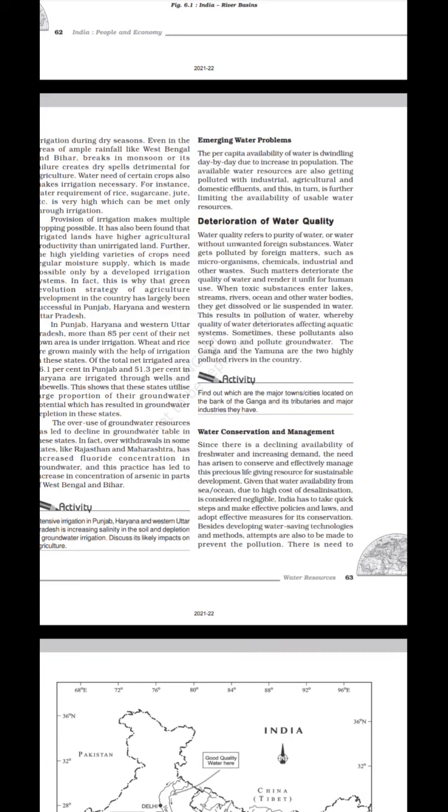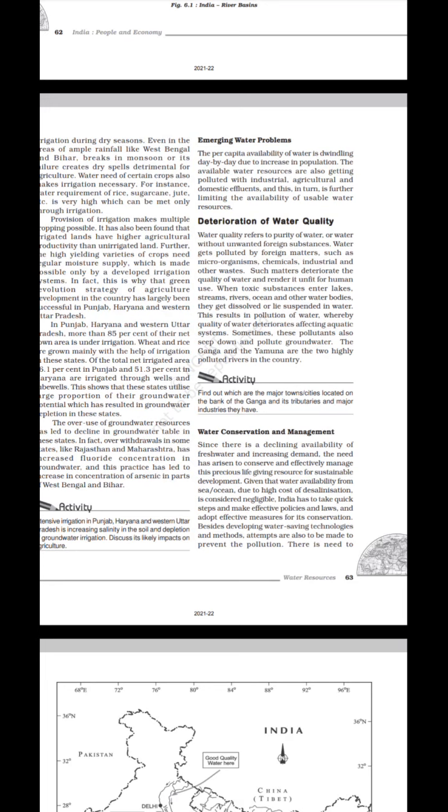In fact, over-withdrawals in some states like Rajasthan and Maharashtra have increased fluoride concentration in groundwater, and this practice has led to an increase in concentration of arsenic in parts of West Bengal and Bihar. Activity. Intensive irrigation in Punjab, Haryana and western Uttar Pradesh is increasing salinity in the soil and depletion of groundwater. Discuss its likely impacts on agriculture.